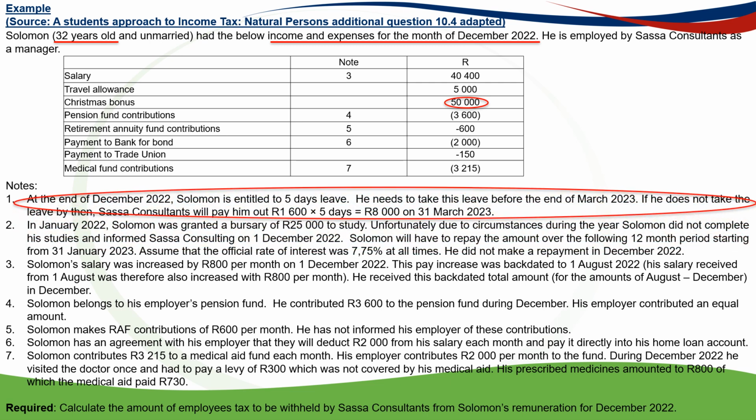Then the leave that Solomon hasn't taken yet, if it wasn't taken by the end of March, he'll be paid out 8,000 Rand on the 31st of March. Right, so we don't know whether Solomon will still take leave. So at this stage, that 8,000 Rand has not materialized. It's only taxed when it's paid out, which will then be the 31st of March if it happens. And that's a variable payment or variable remuneration, and that's only taxed when it's paid out. So we'll ignore it for now.